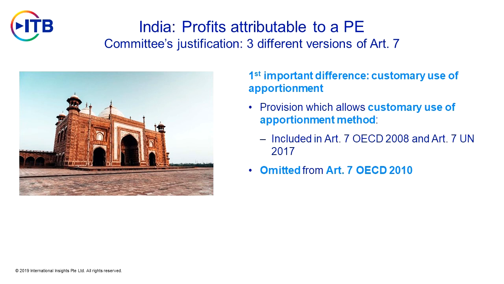Firstly, the provision which allows the customary use of an apportionment method is included in Article 7 OECD 2008 and Article 7 UN 2017, but it's omitted from Article 7 OECD 2010.